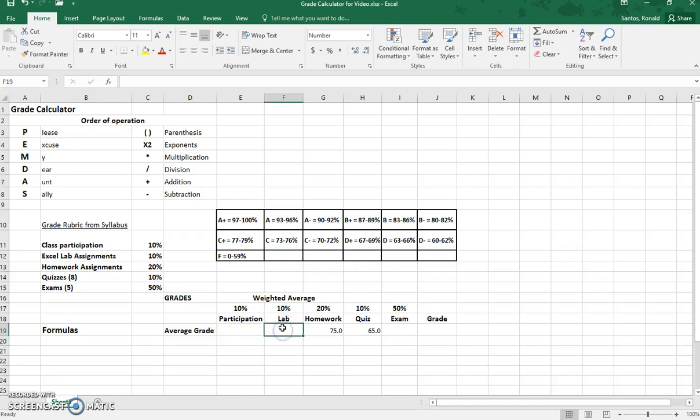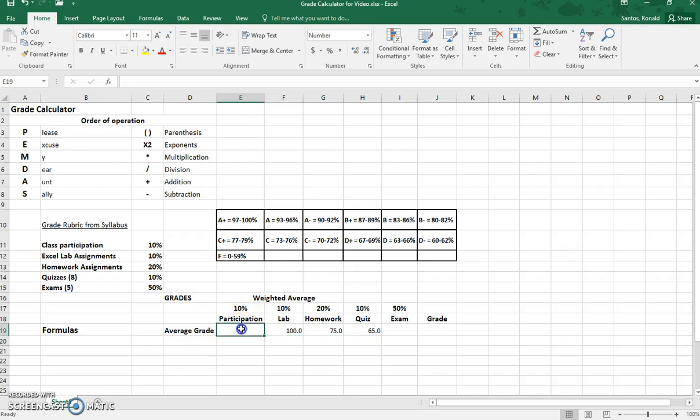Your lab, let's say you've done all of your labs, so you have equals, always place equals in first, open parentheses, 100 plus 100 plus 100, close the parentheses, divided by 3, and enter. And you have 100% grade for your lab.